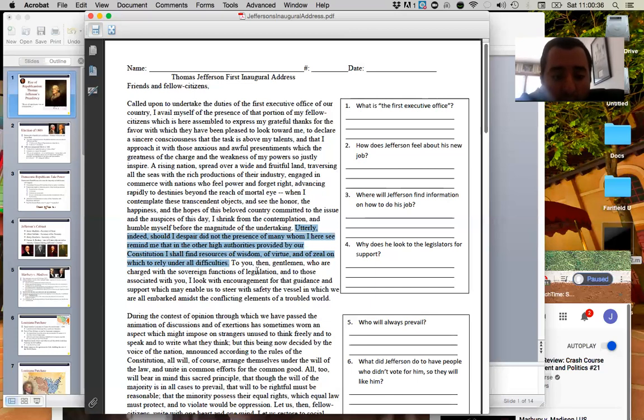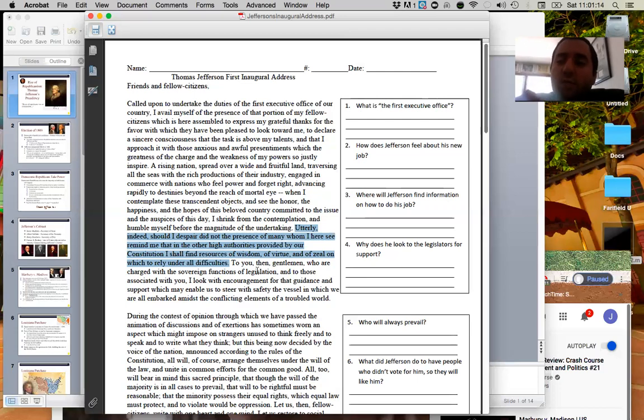This is number 3. Utterly indeed, should I despair, did not the presence of many whom I see here remind me that in the other high authorities provided by our Constitution, I will find the resources of wisdom, of virtue, and of zeal on which to rely under all difficulties. Please jot down for number 3: he's going to find information in the Constitution. He's going to find resources of wisdom, of virtue, and of zeal.